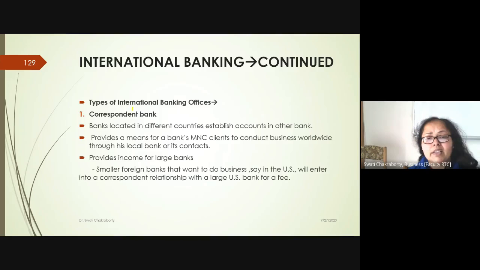Types of international banking offices: one is the correspondent bank, where banks located in different countries establish accounts in other banks. They provide a means for the bank's MNC clients to conduct business worldwide through their local bank or its contacts, and it provides income for large banks, right? Smaller foreign banks that don't want to do business, say, in the US, will enter into a correspondent relationship with a large US bank for a fee. We did talk about this.